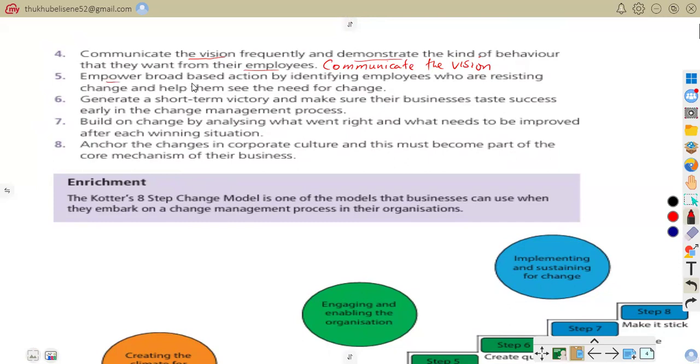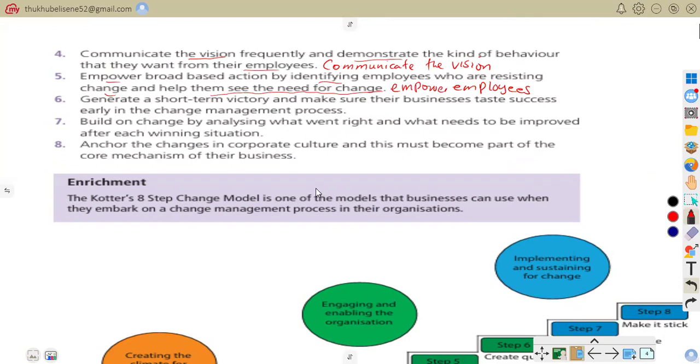Empower broad-based action by identifying employees who are resisting change and help them see the need for change. So here you empower employees. You do that whereby you're going to help employees accept and support change. So for you to do that, for example, you have to take them to training.